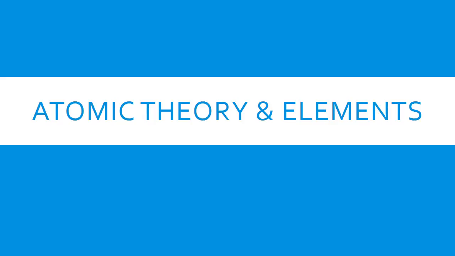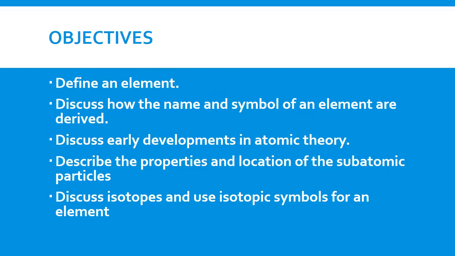Hello students, this is Mr. Courtney here. In this video we're talking about atomic theory, and our objectives will be to define an element, discuss how the name and symbol of an element are derived, look at the early developments in atomic theory, describe properties and location of subatomic particles, and we'll also discuss isotopes and use isotopic symbols for an element.